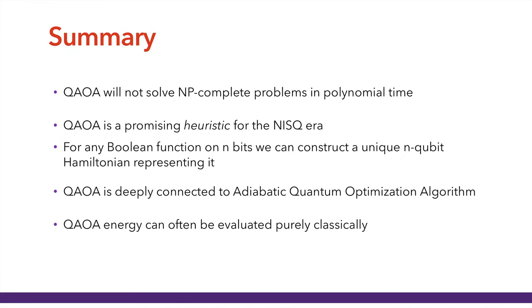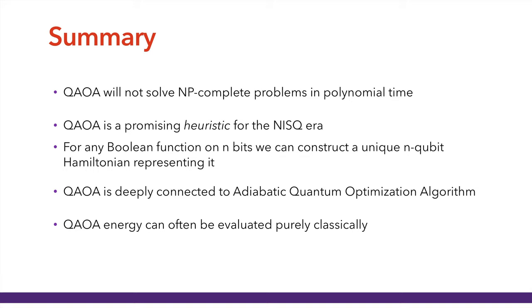This concludes the first part of the tutorial. To summarize what we've learned today, first, QAOA will not solve NP-complete problems in polynomial time. That is not the right way of thinking about QAOA. However, QAOA is a promising heuristic for the noisy intermediate scale quantum era, and it has the potential for demonstrating quantum advantage, that is, solving some optimization problem better or faster than state-of-the-art classical algorithms.